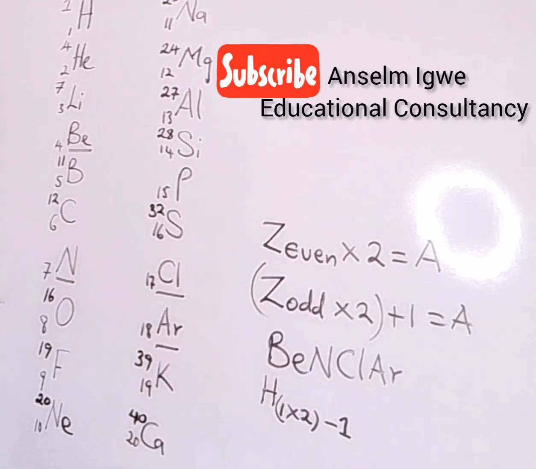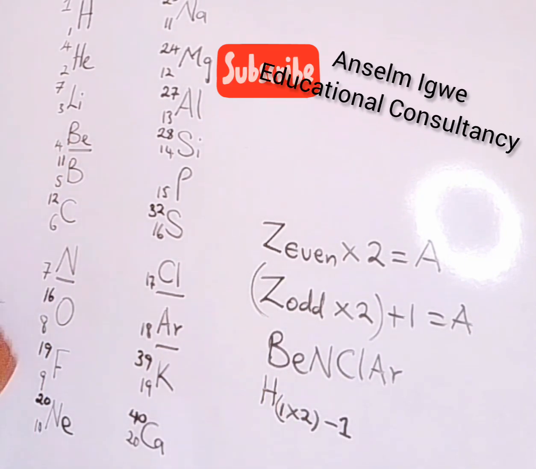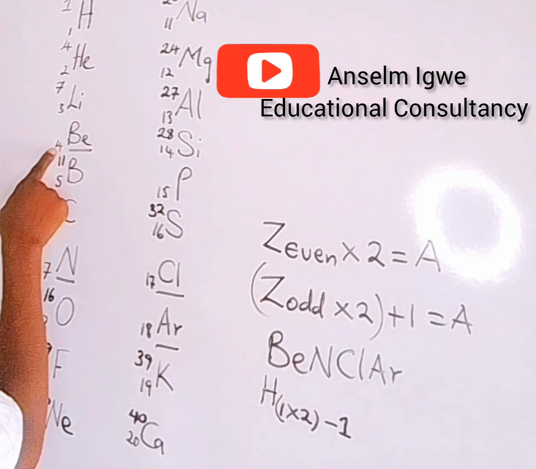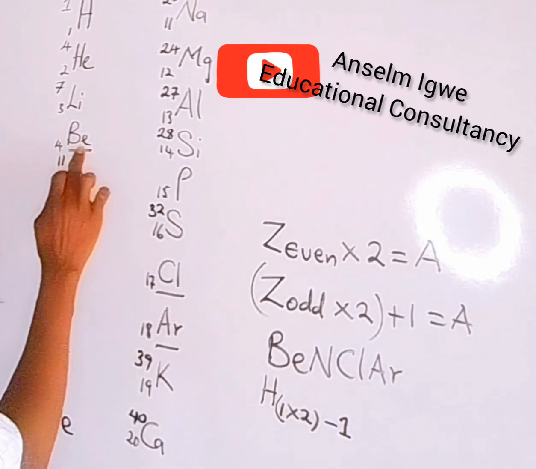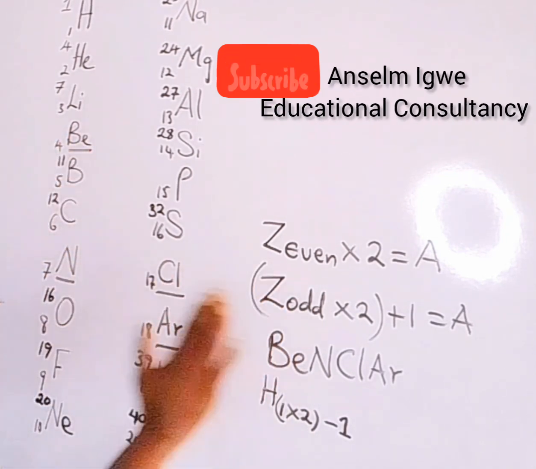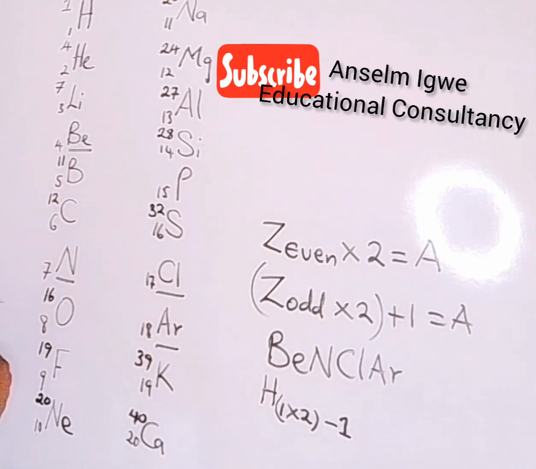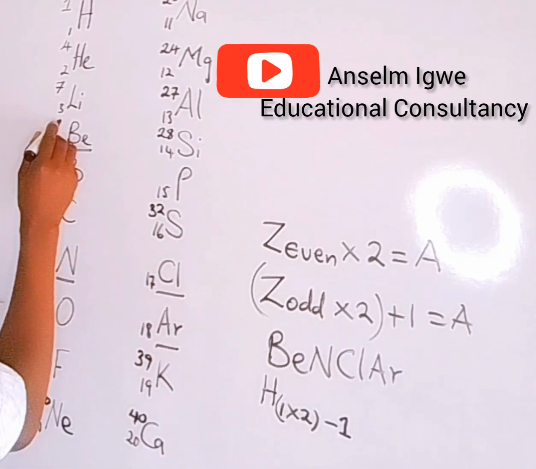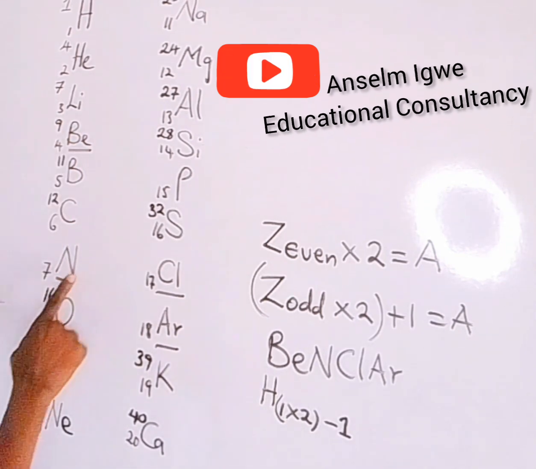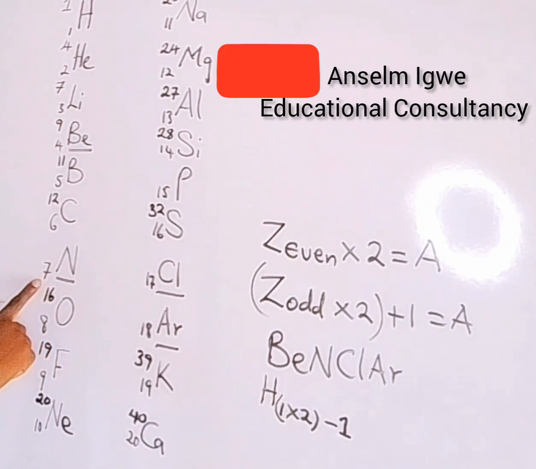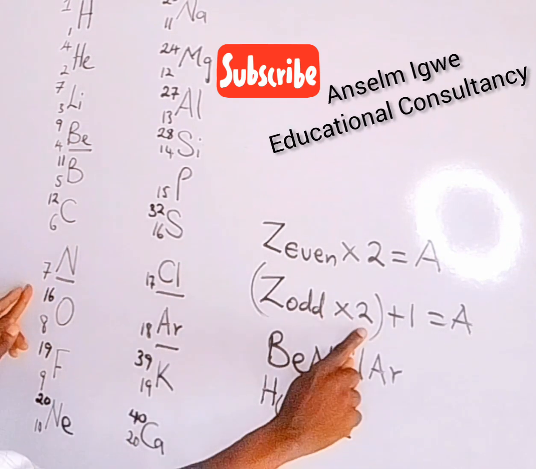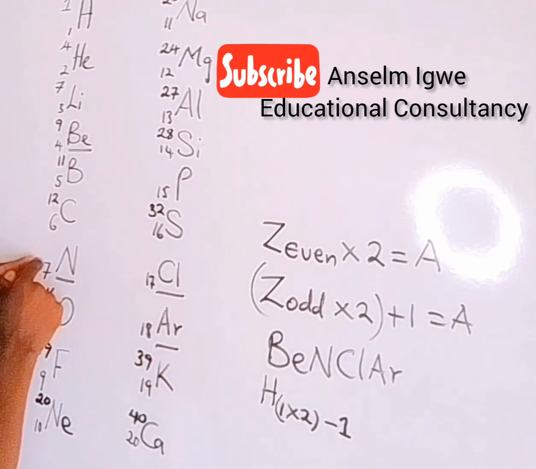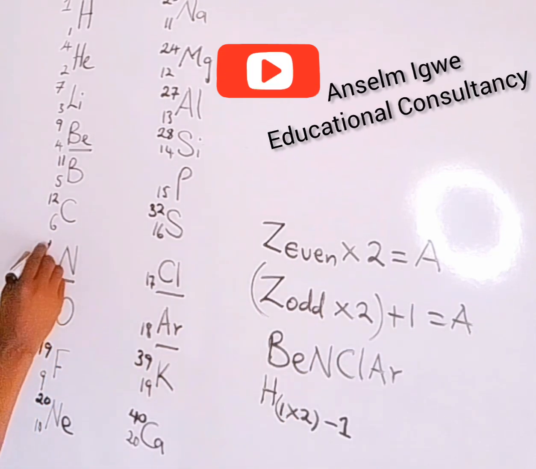For the exceptional cases, beryllium, the mass number is gotten by multiplying this by 2 and adding 1. This disobeys the general rule because 4 is an even number. We multiply by 2 to get 8, but you still add 1 to make it 9. Nitrogen, 7 is an odd number. So instead of multiplying by 2 and adding 1, you just multiply by 2. So 7 times 2 is 14.